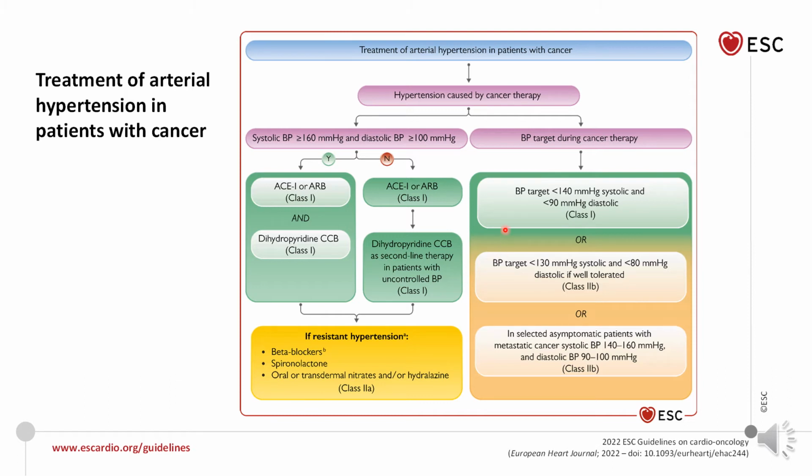So, what is our target in this patient? The regular target is less than 140/90. We might go further down in patients if this is well tolerated, below 130 but above 120 systolic, and diastolic below 80 but above 70. In a more frail patient or a metastatic patient, the threshold might be slightly higher, with a target between 140 and 160 for systolic and between 90 and 100 for diastolic.